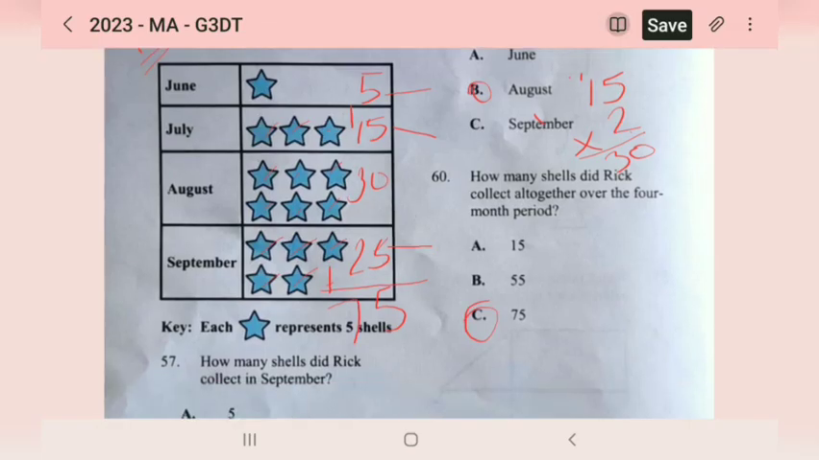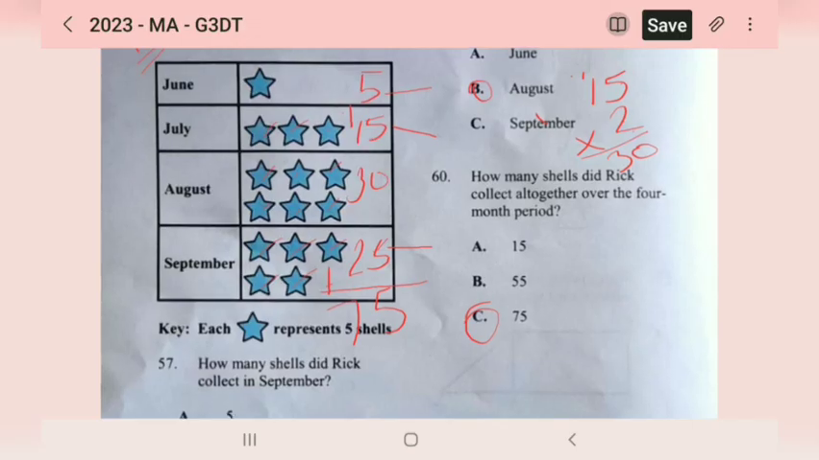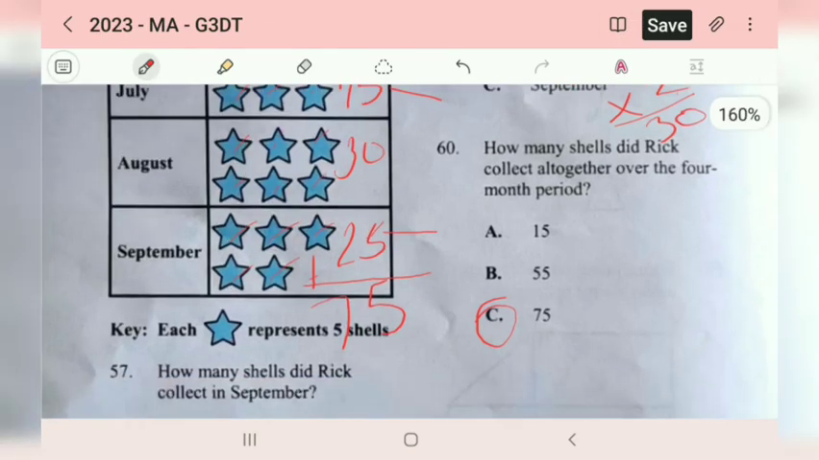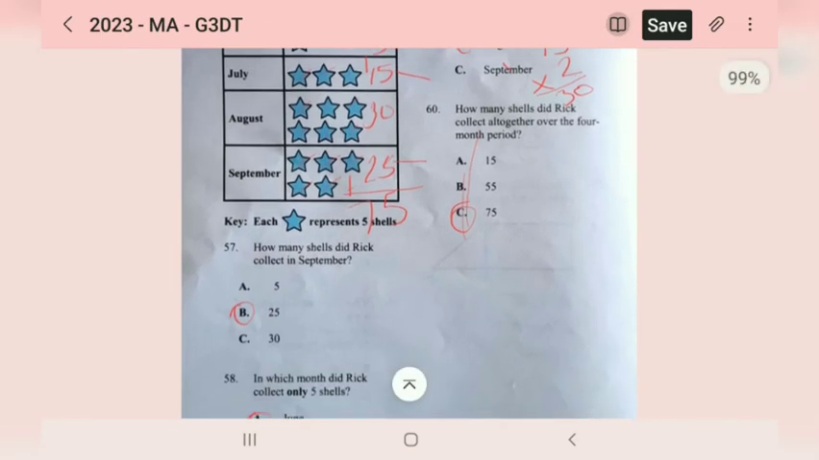75. Guys, give yourselves a big round of applause for making it all the way to 60. We are done. We are finished. This is the end of the 2023 Grade 3 diagnostic test.